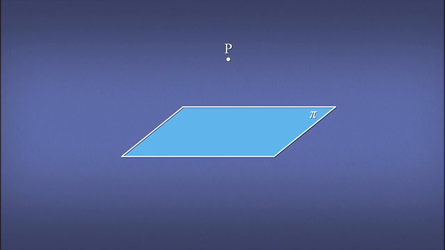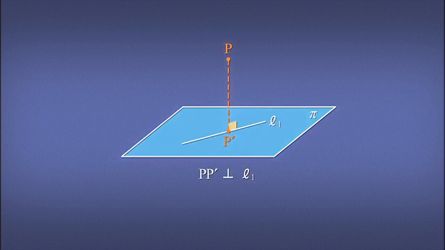Next, let's discuss the distance between a point and a plane. Here is a point P and a plane pi. What is the distance between point P and the plane pi? In the figure, P is a point outside the plane pi, and P pi is a point on plane pi. If P pi is perpendicular to every line on plane pi which passes through P pi, then P pi is the projection of P on the plane pi. The length of PP pi is the distance between P and the plane pi.